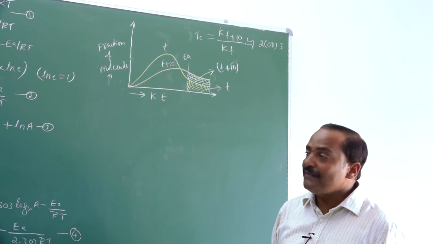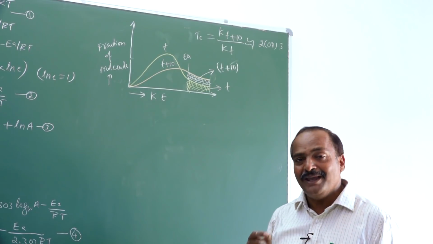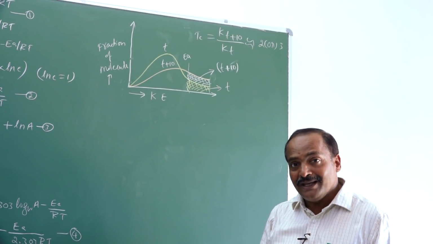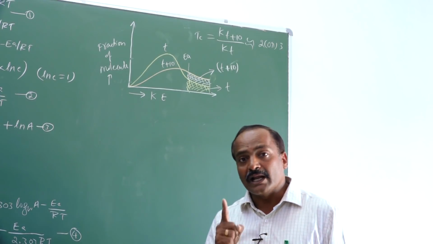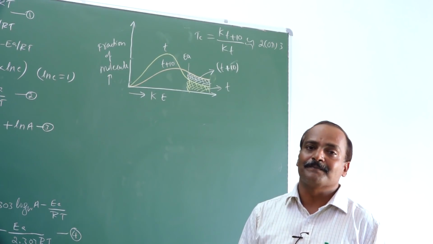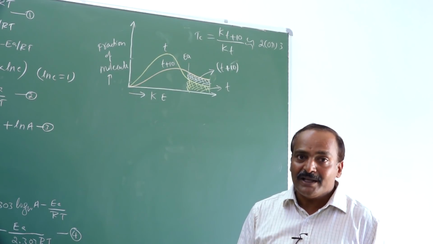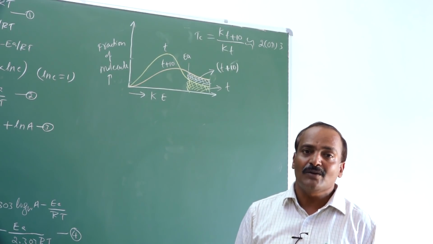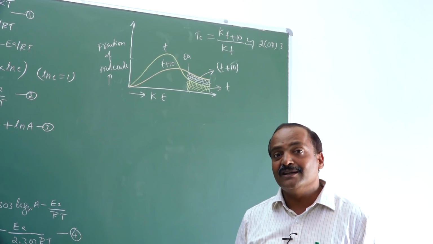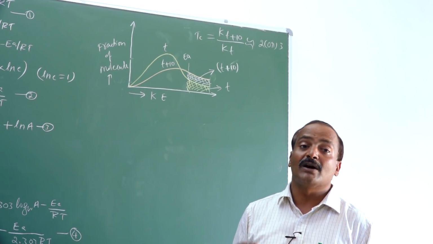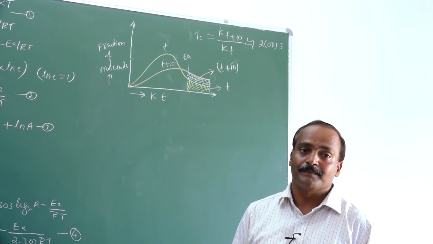If the temperature coefficient value is 2, what does it mean? This means for every 10 degree rise in temperature, the rate of reaction will be double. If the temperature coefficient of the reaction is 3, what does it mean? This means for every 10 degree rise in temperature, the rate of reaction will be triple.